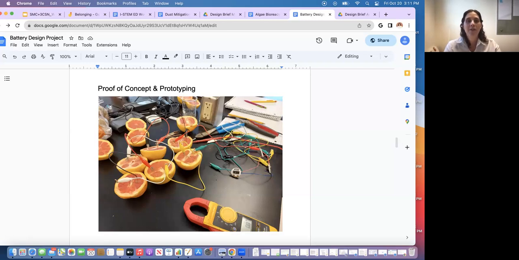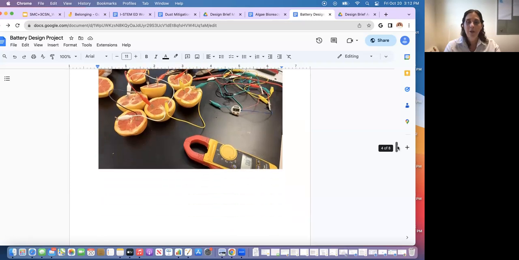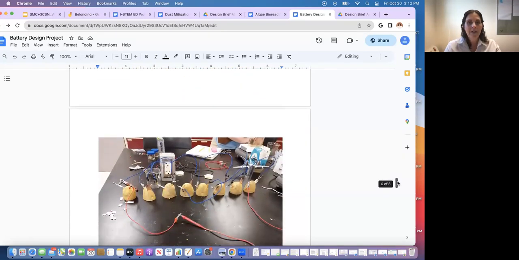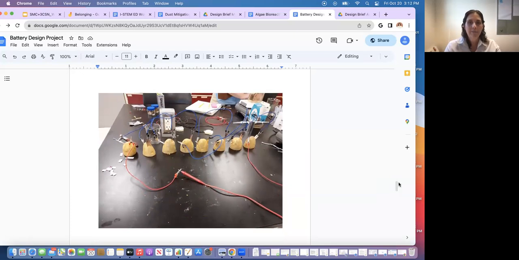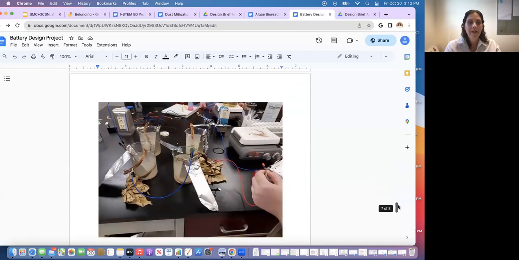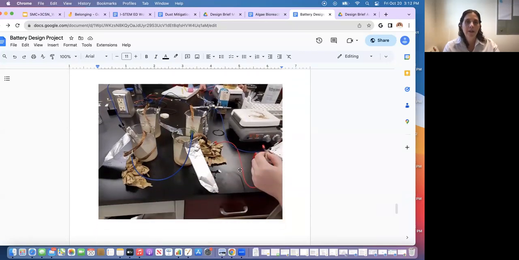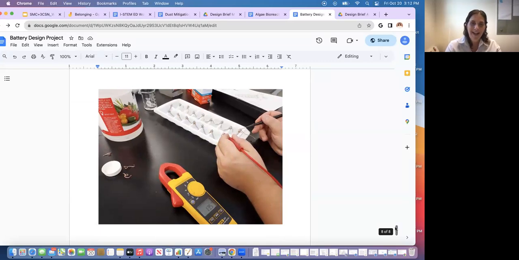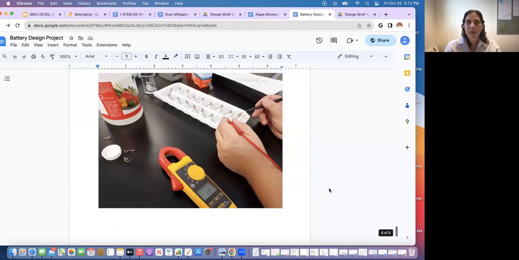So in this case, we have a student who used, it looks like blood oranges, and they have a voltmeter, so they're actually checking to see that it's doing what it needs to do. We have our potato, and they're checking that, obviously. Here's another setup with the potatoes. And then this one is a little bit different. So this is vinegar. And we have another version of the vinegar, which is our ice cube tray with vinegar added to it. And that's what they came up with.